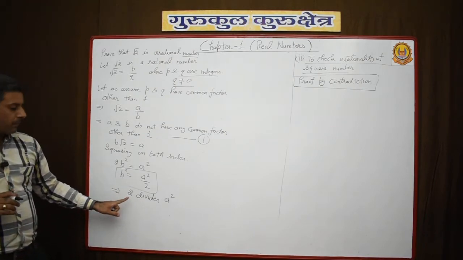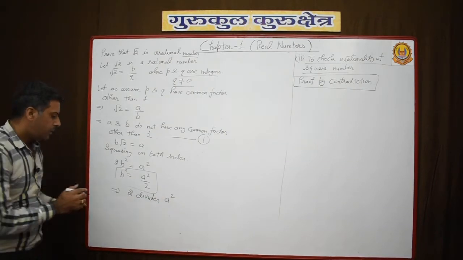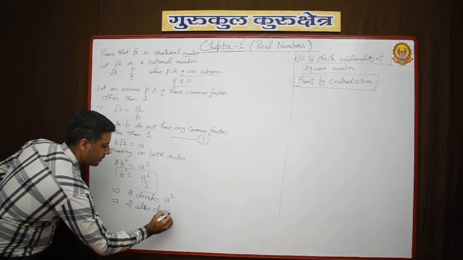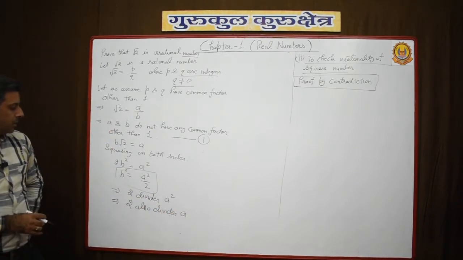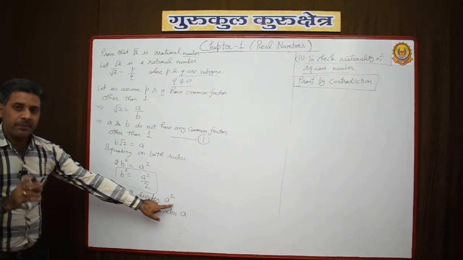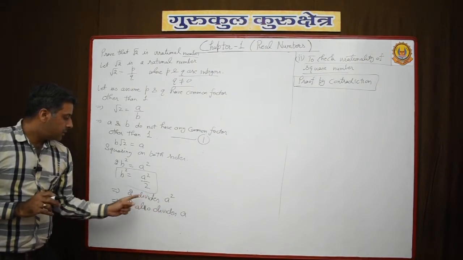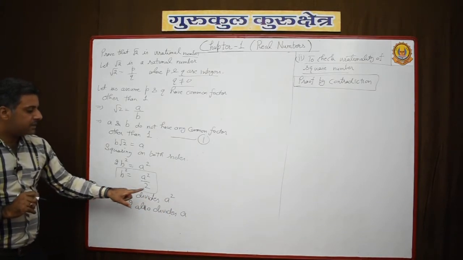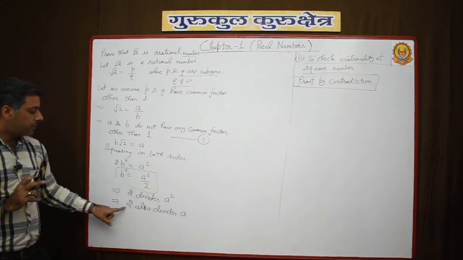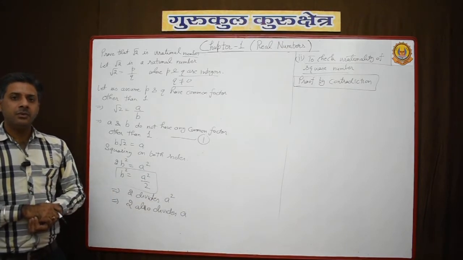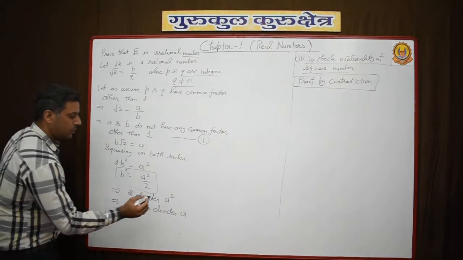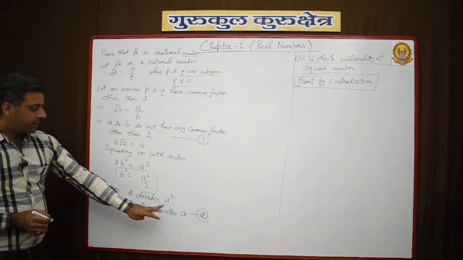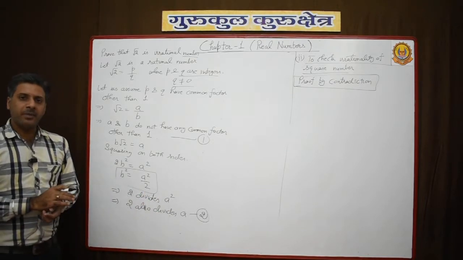And 2 is a prime number. So if 2 divides a square, then 2 also divides a. Because if 2 divides a square, it means this is one of the prime factors of a square. And if 2 is one of the prime factors of a square, it must be a prime factor of a also. So it means 2 divides a also. So this is equation number 2. Okay, 2 also divides a. It means 2 divides a completely.